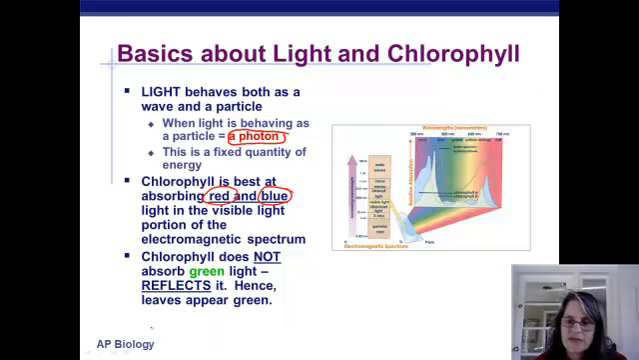Now, this is showing, of course, the ROY G. BIV spectrum, red to violet. And what this is showing is the peak absorption of chlorophyll. And you can see, I'm not sure what these different lines are indicating, but the two peaks for chlorophyll are here in the blue end and here in the red end of the spectrum.